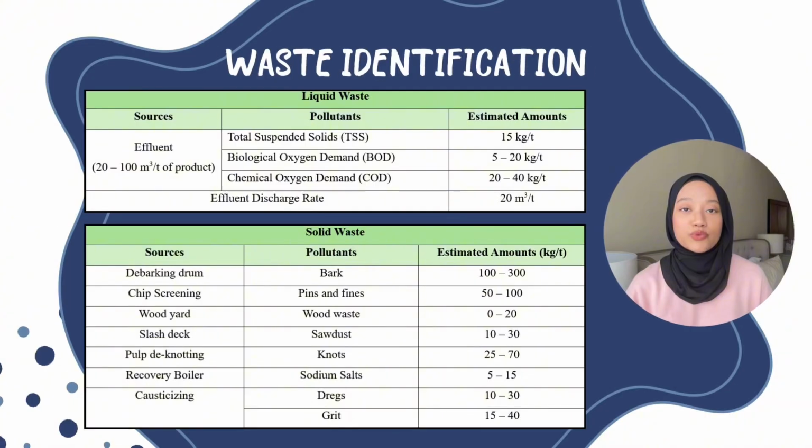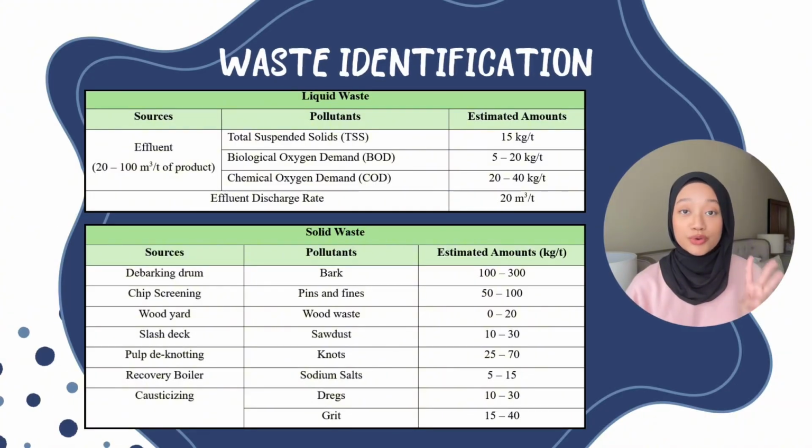The waste produced from the company can be divided into 3 categories, which are liquid waste, solid waste, and gas waste. For liquid waste, 20 meter cube per ton of effluent is discharged. This flow contains 15 kg per ton of total suspended solids, 5 to 20 kg per ton of BOD, and 20 to 40 kg per ton of COD.